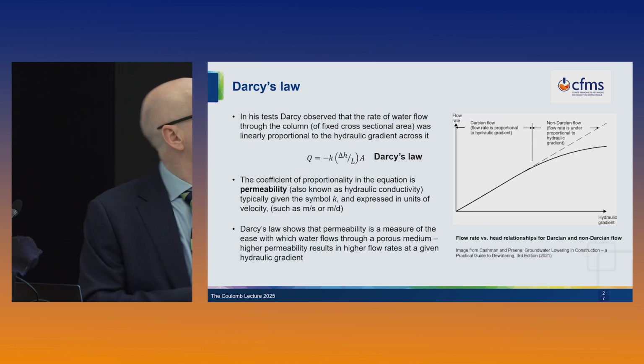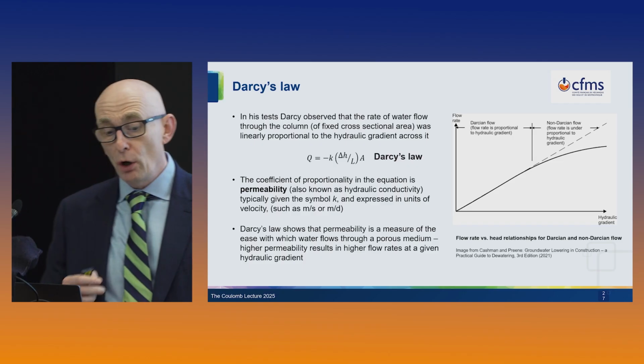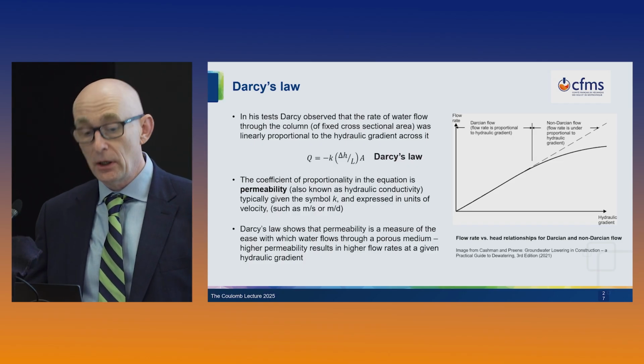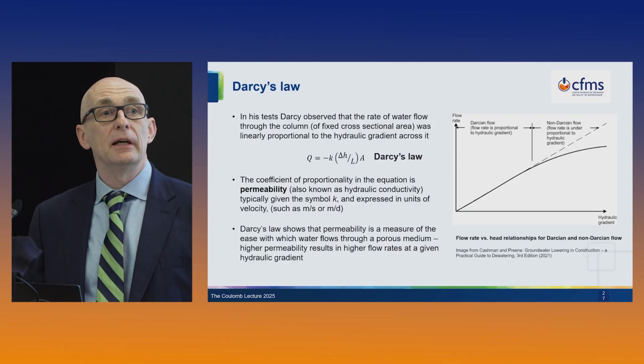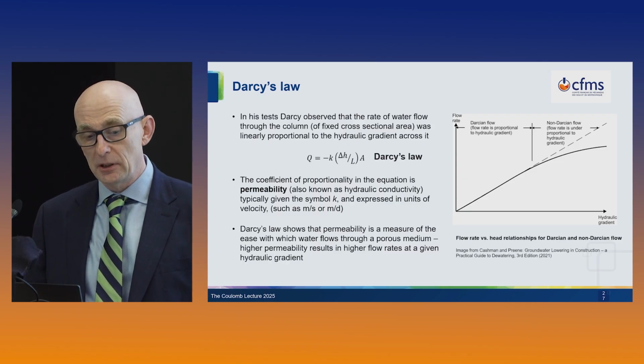And this is the equation here, and I've said we have this coefficient of proportionality. And the coefficient of proportionality in this equation is what we call permeability in geotechnical engineering. It's sometimes known as hydraulic conductivity. It's typically given the symbol K, and it's expressed in units of velocity or meters per second.